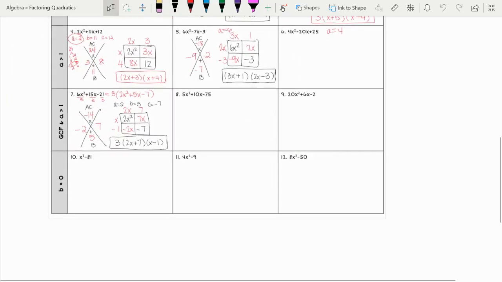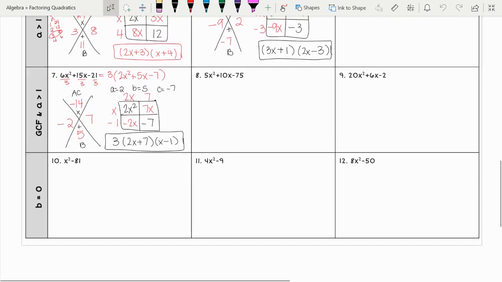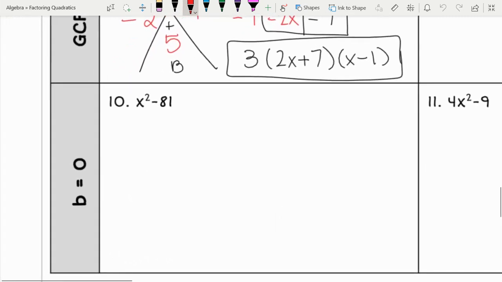So turning to page 66. Let's start off with the easy one. Let's start off with number 10, which is x squared minus 81. Notice how the title for this specific row is b equals 0. So what do you think that means? In this case, it means that I don't have a b.